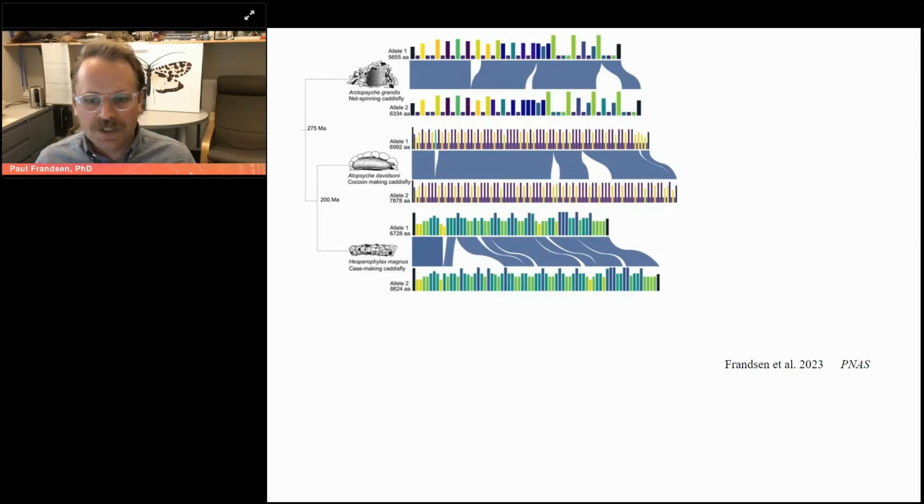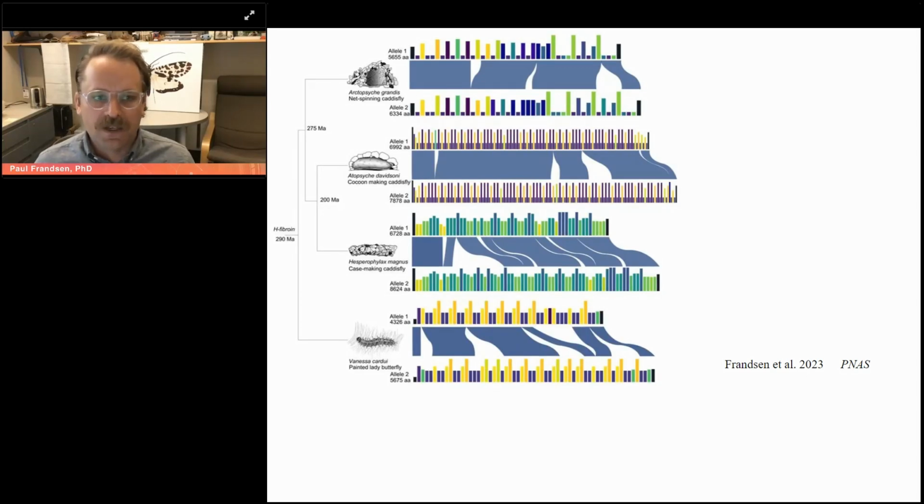And since we noticed this in caddisflies, we decided that we would look at other insects and arthropods. We first started with a butterfly. This is Vanessa cardui, a pretty common butterfly. You've probably seen them, the painted lady butterfly. And again, we pulled out this silk protein that has been under evolution for almost 300 million years.